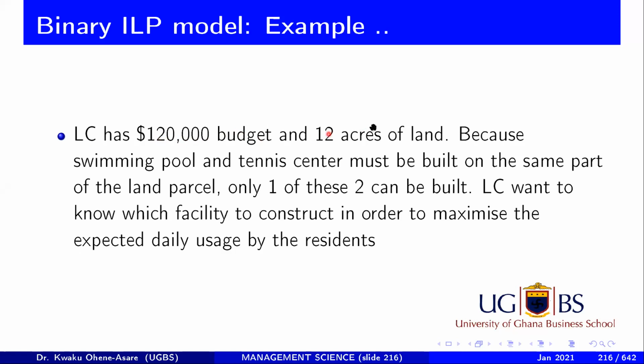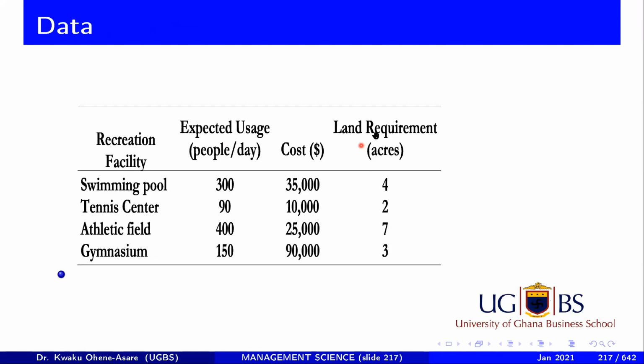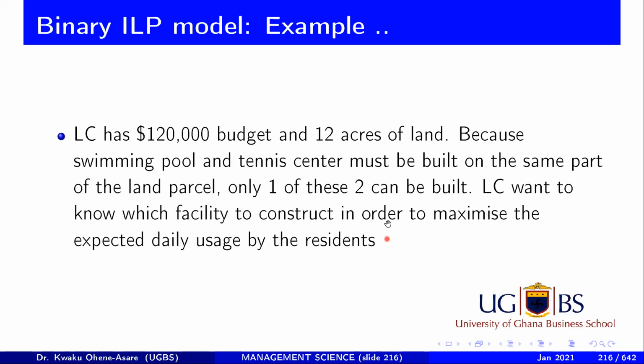And then you have 12 acres of land. So again, the land becomes what? Another constraint. So everything here is going to be part of that constraint right there. Okay. The next thing is a very tricky thing, and we shall look into that deeply.